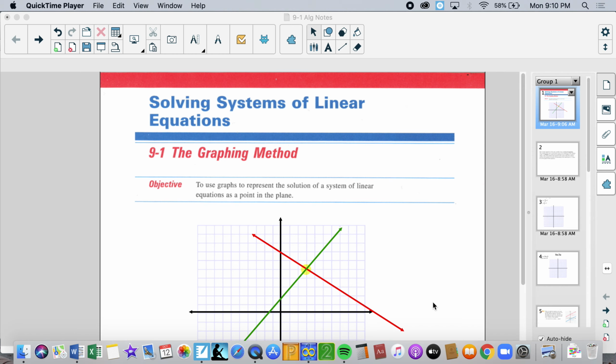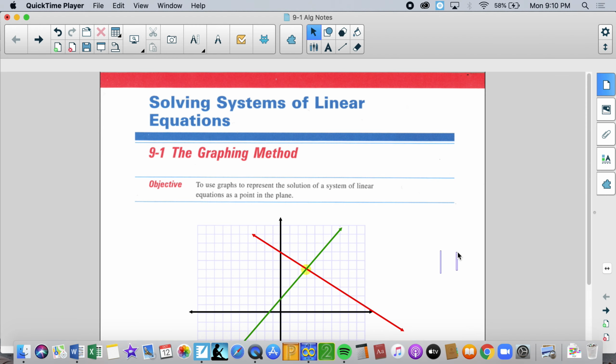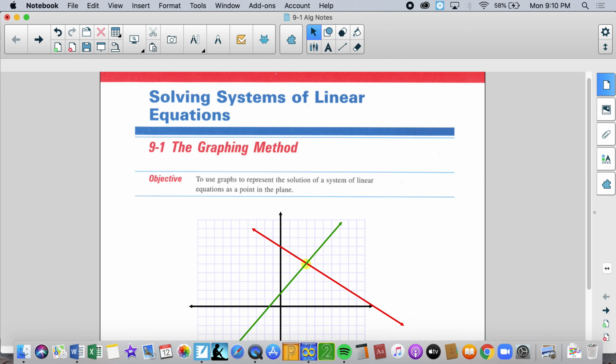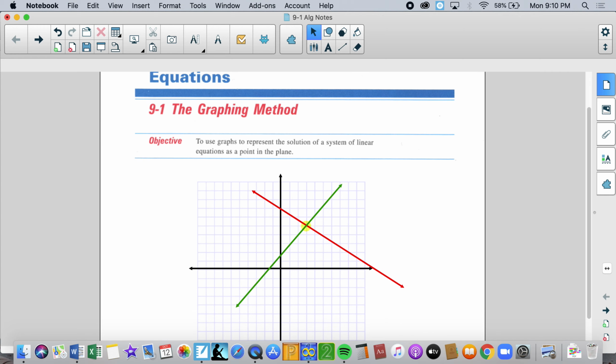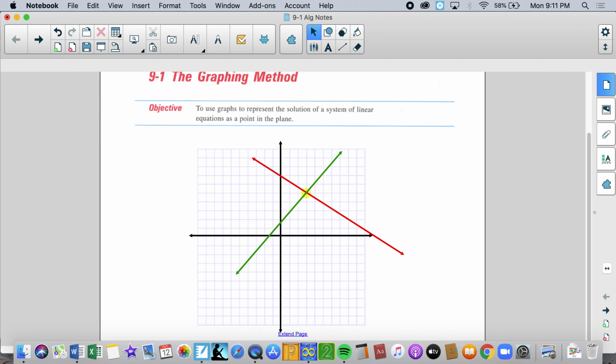So today we're going to learn about solving systems of linear equations through the graphing method. We're going to graph two lines and see where they intersect. That is the system of linear equations. So if we have two lines here, a red line, which is an equation, and a green line, where do they intersect?